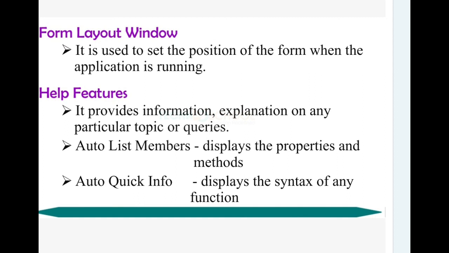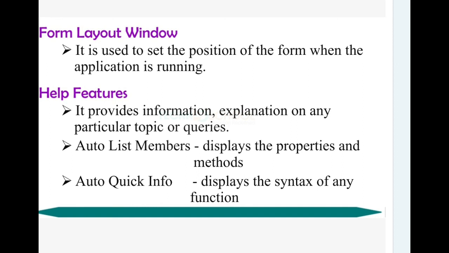And next we are seeing help features. It provides information and explanation on any particular topic or queries. In help features, we have a menu toolbar. If you want to know something about one control or object or any other components of a Visual Basic application, we have a help. It provides information on how to use the control, a detailed explanation of that control, how we have to place it in the form, and how to write code for those components in Visual Basic.